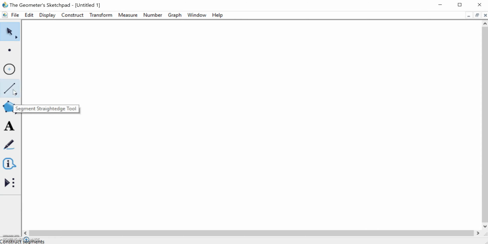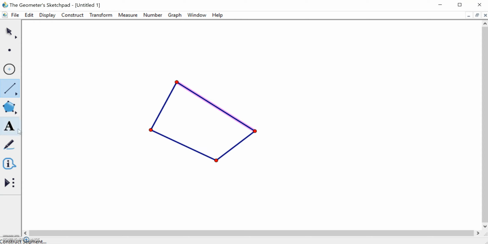We'll begin by creating a quadrilateral. This can be done using the segment tool. From this, we'll use line segments to create a quadrilateral. We'll then use the label tool to label each point A, B, C, and D.